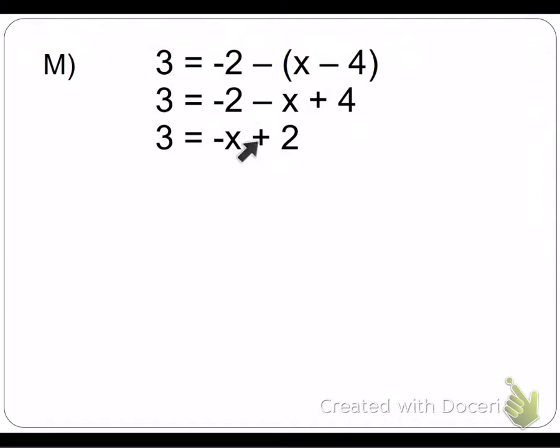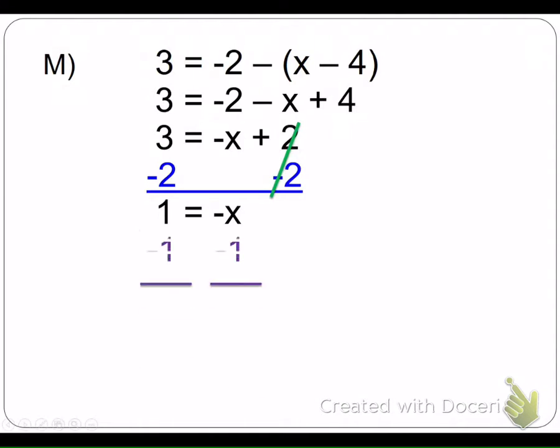I need to get rid of the plus 2. So I am going to subtract 2 from both sides. So 3 minus 2, that's going to give me 1. And then I still have the negative with the x. So I need to divide both sides by -1. These are going to go away. I just have my x, and then a +1 divided by a -1 is just a -1, but we always write the variable in the front. So x equals -1.